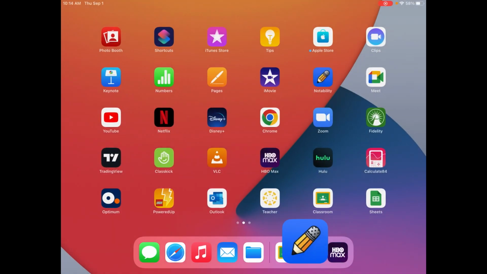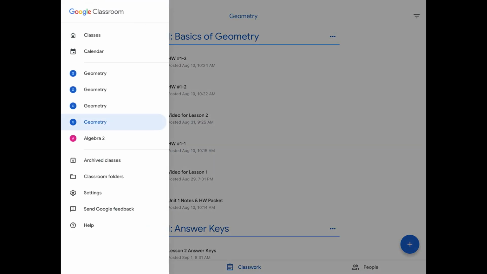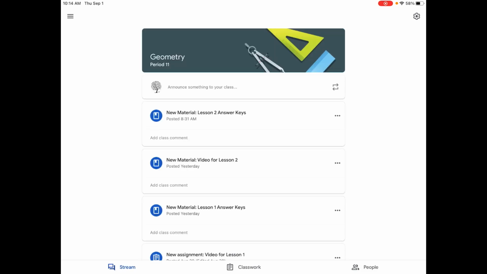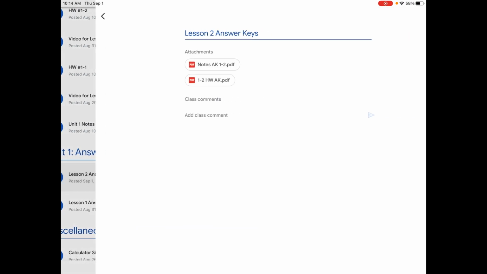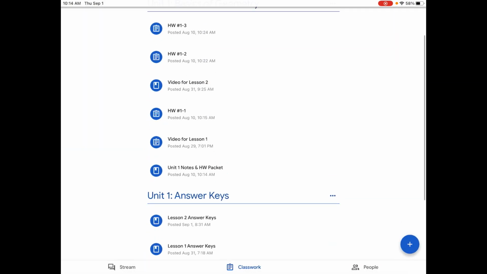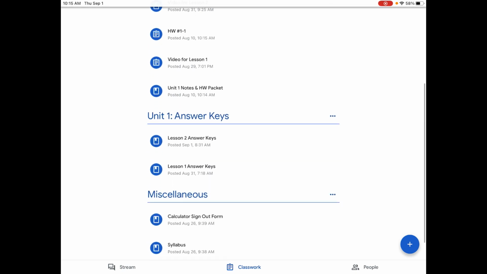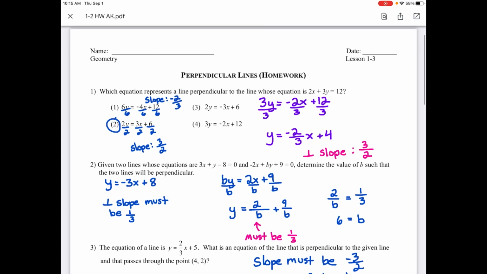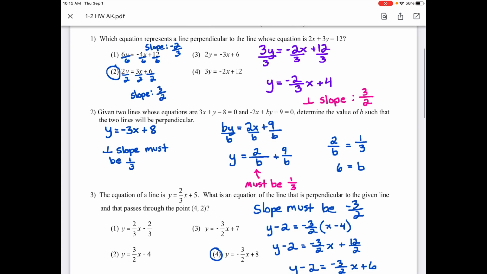So what I would like you to do first, before we get into the lesson, is just go on Google Classroom and take a look at the answer key I posted for the homework. If you go again to classwork, scroll down a little bit, you'll see Unit 1 answer keys, click Lesson 2. And then if we take a look at the 1-2 homework answer key, here is the answer key, and you can check that out on your own.